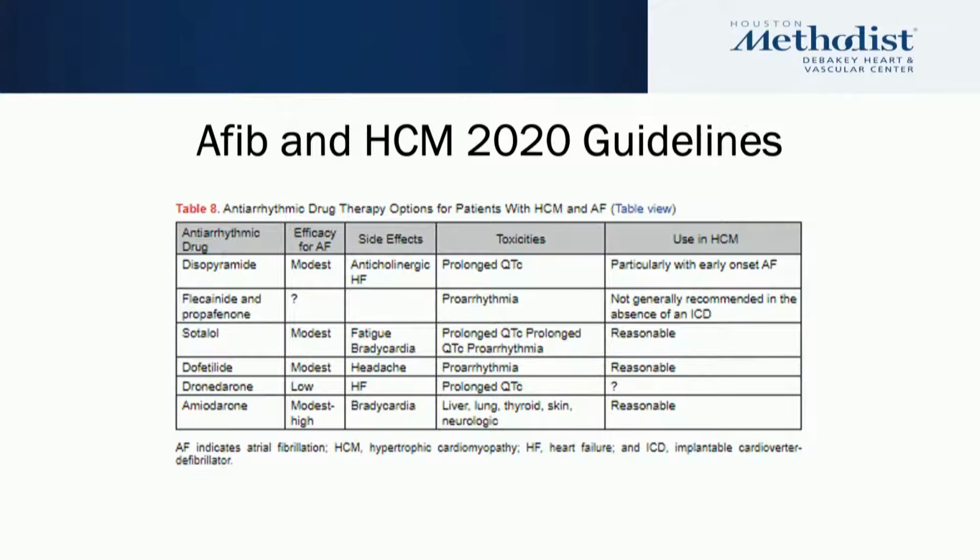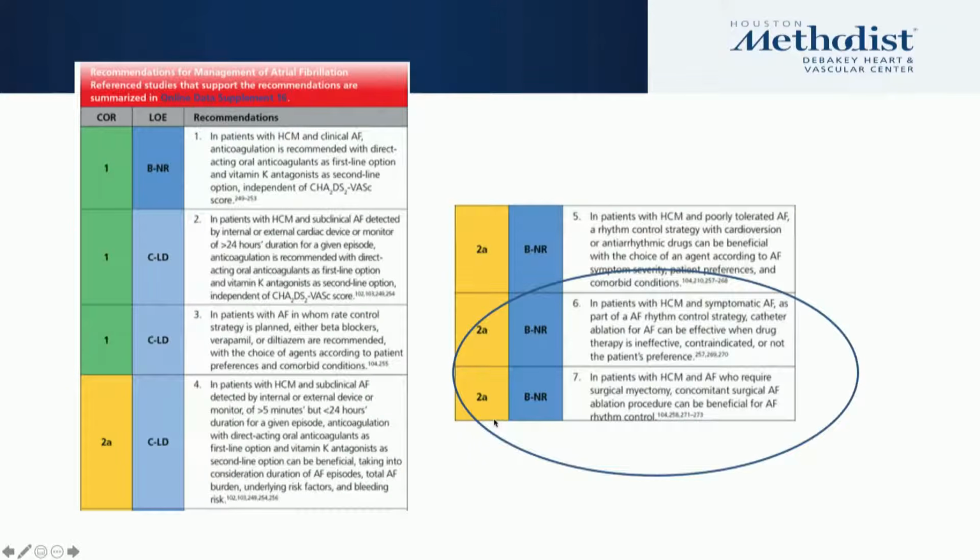On AFib and HOCM guidelines in 2020, you can see that the antiarrhythmic medications are modest at best, and the best one is amiodarone, but however we know the toxicity of this medication in the long term. Also, what are the guidelines for HOCM and AFib ablation? We can see here, in patients with HOCM and symptomatic AF, as part of the AF rhythm control strategy, catheter ablation can be effective if the drugs are ineffective, if there's a contraindication, or patient preference. And this is a class 2A, level of evidence B.